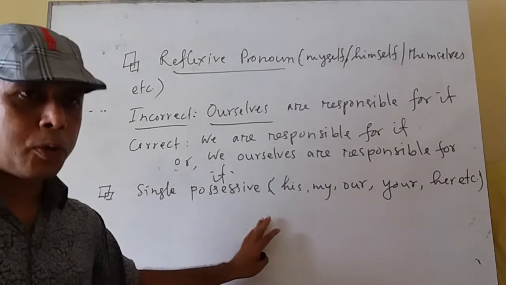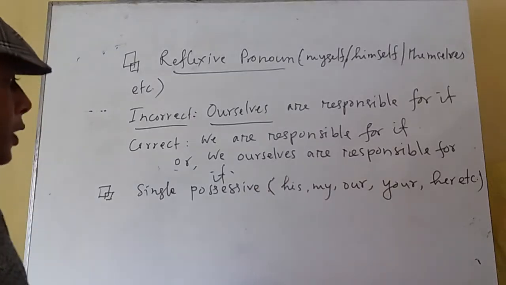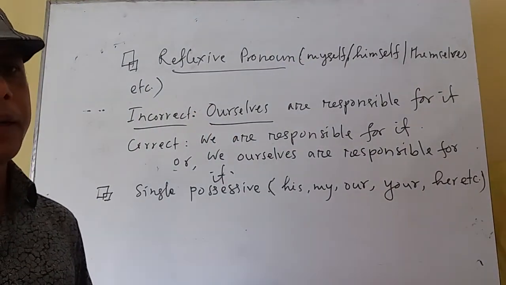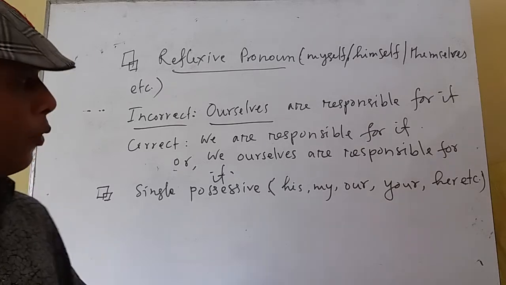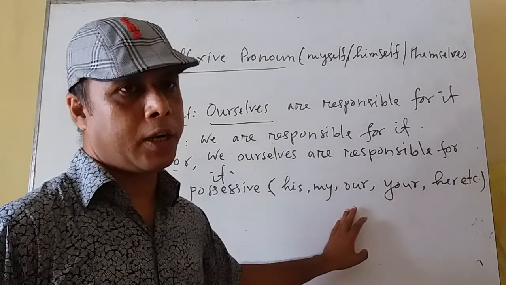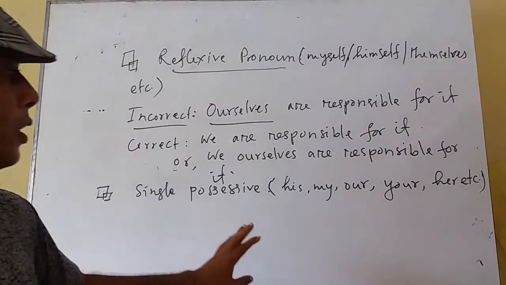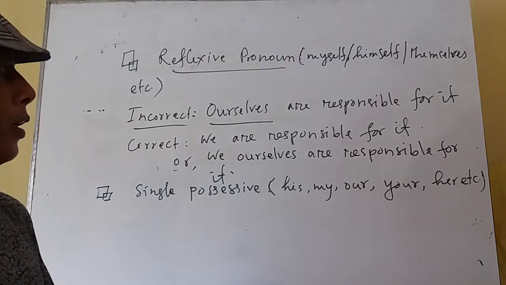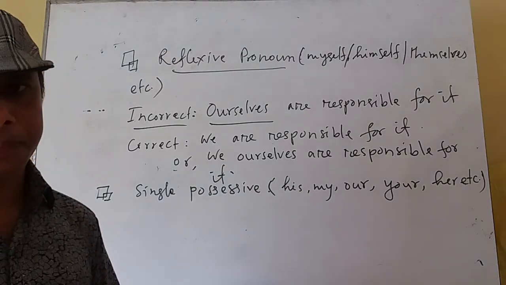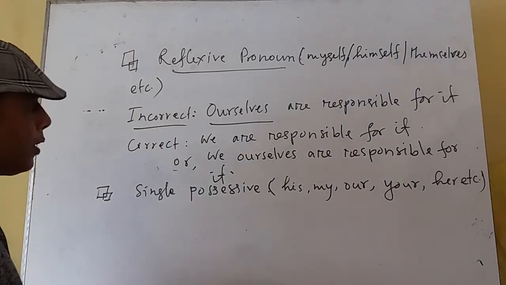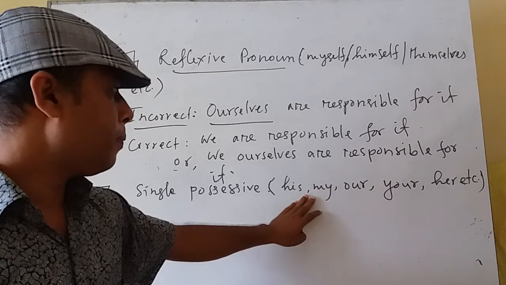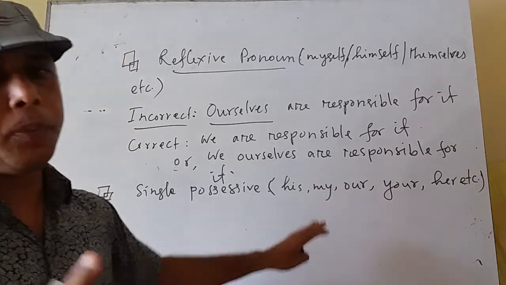This possessive pronoun has a definite rule. See, this single possessive can never be used without a noun. They always sit before a noun, because actually these pronouns work as pronominal adjectives. So if anybody uses this single possessive without a noun, it will be incorrect.